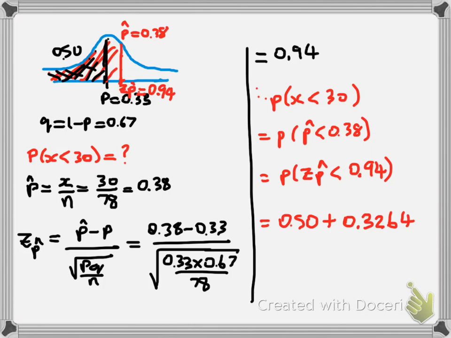So if you look for 0.94 in your Z table, you will see that your area is 0.3264, which if you add to 50%, that probability is 0.8264. Okay, so to answer the question, the probability that fewer than 30 in a sample of 78 will be using public transport is about 83%. Okay, so I hope that is clear.